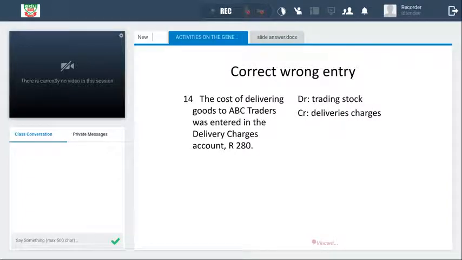Number 14, the cost of delivery of goods from AB traders was entered in the delivery charges account. So when they are delivering goods to us, it's part of the whole expense of us buying those goods. So it increases the value of the trading stock we are buying. So we're supposed to debit the trading stock account and then we do what? The wrong account that was debited, delivery charges, we credit it back to correct the error.